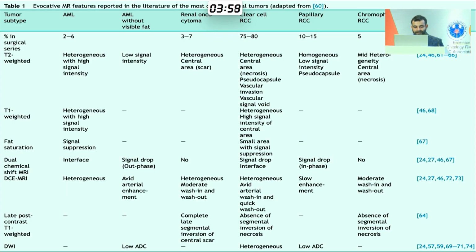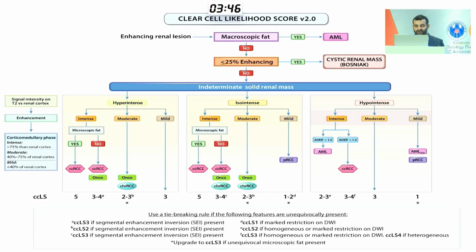This table very well describes the characteristics of various tumors which could be seen on different phases of MRI, that is, multiparametric MRI, and there are various scores or models developed to predict the likelihood probability of clear cell carcinoma, which is beyond our scope to read and learn, I think, which is in the purview of the radiologist to know.